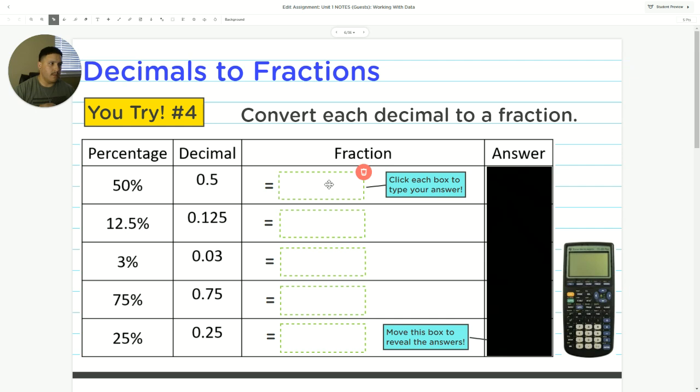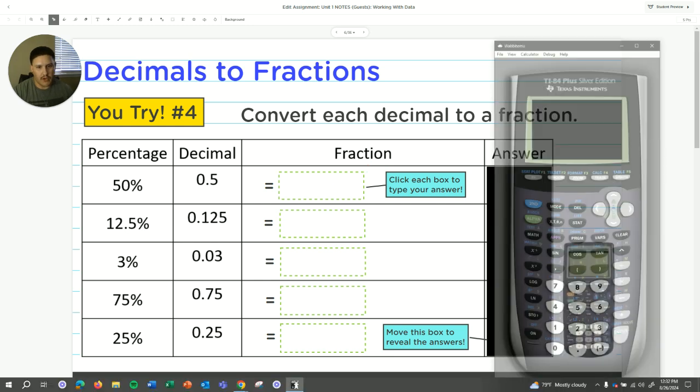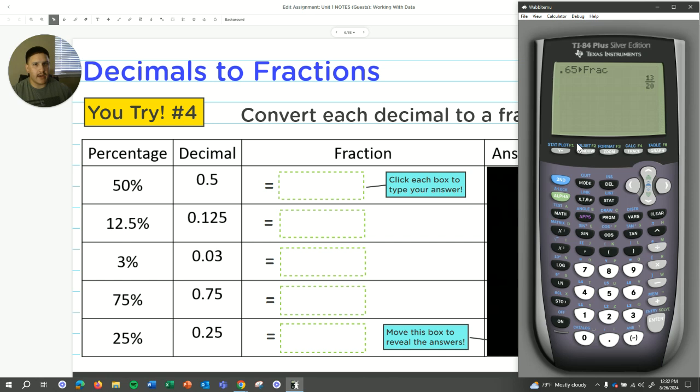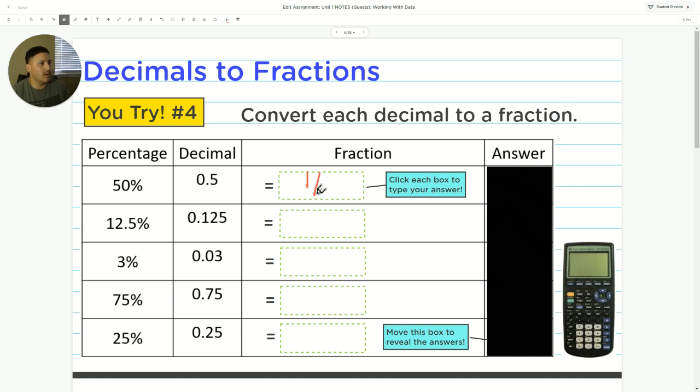So, right now, I would like y'all to pause this video, try these problems on your own. Otherwise, I'm going to continue on and show y'all how to do this. So I'm going to show a few with the TI-84 and then a few with the Desmos. So I'm going to start with the TI-84. 0.5, I'm going to type 0.5 into the TI-84, math, enter, enter, and my fraction should be 1/2. 1/2. Let me write that a little bit better.